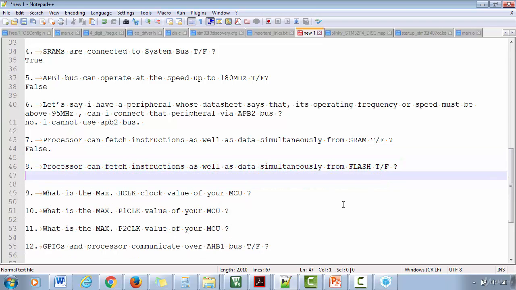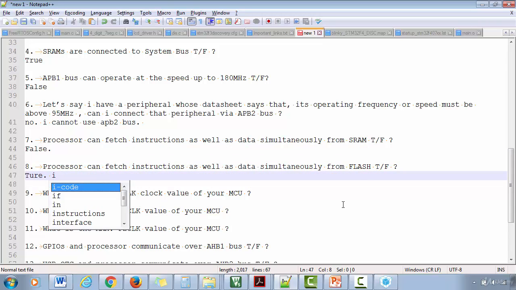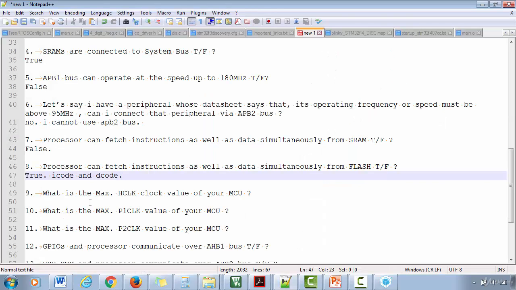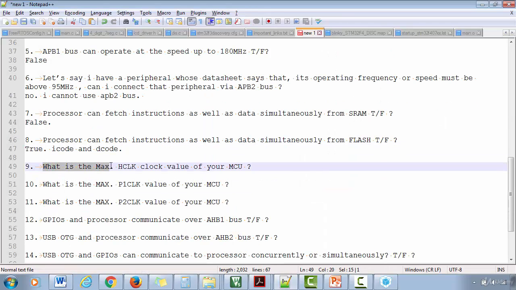So what's your answer? This is true, right? It can fetch simultaneously because it has separate buses called I code and D code. All right. So now, next question: what is the maximum HCLK?